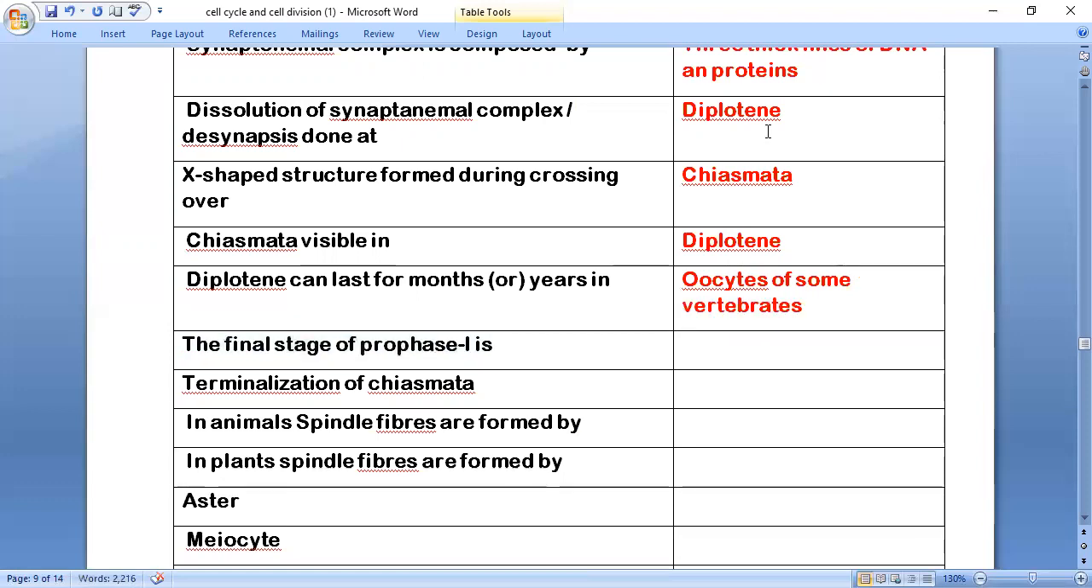The final stage of prophase 1 is diakinesis. Terminalization of chiasmata occurs at diakinesis.